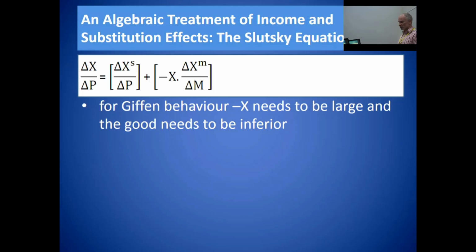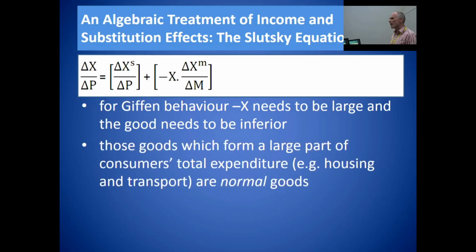And then, by extension, what about those goods in modern budgets, which are those that form the large part of consumer expenditure? They are things such as housing and transport. And absolutely, all empirical studies will tell us housing and transport are normal goods. They are not inferior goods.